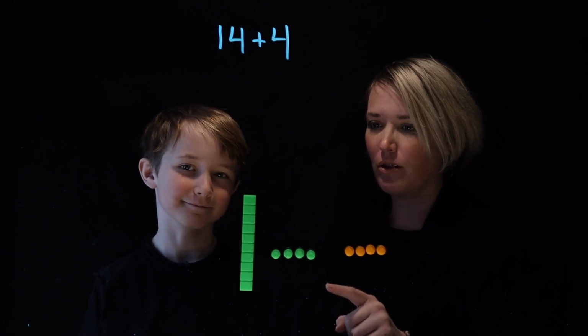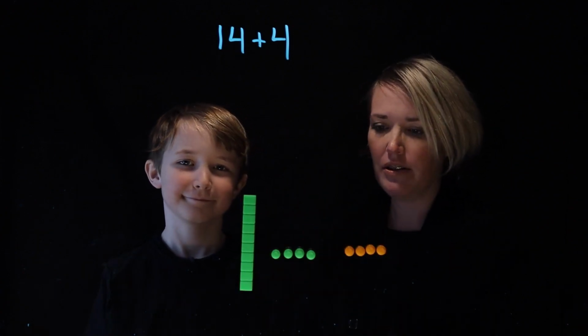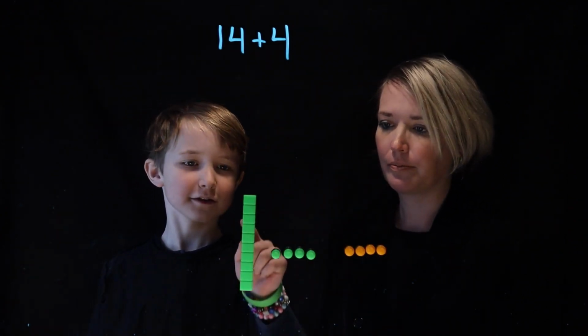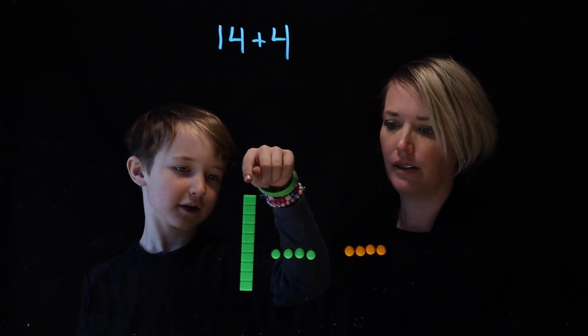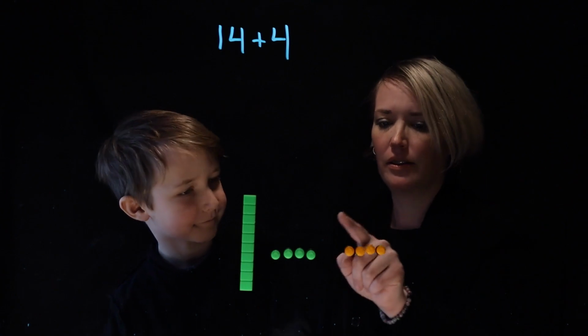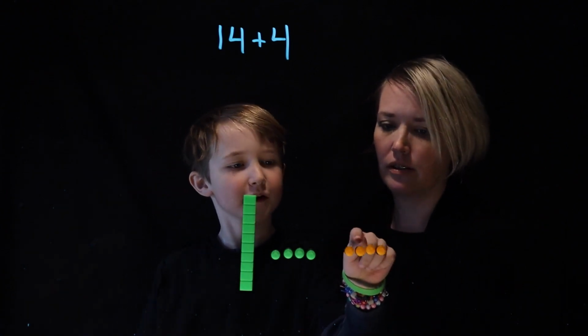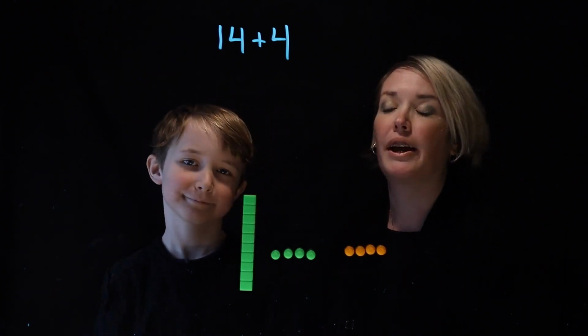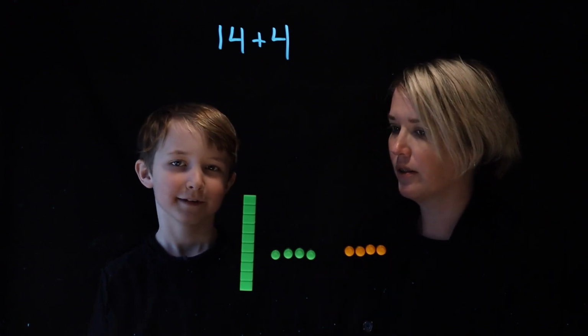Okay, so Louis, can you make sure that there's 14 here? Okay, so here's a 10. And then 4 because 11, 12, 13, 14. Okay, and then there's 4 here, right? Yeah, because 1, 2, 3, 4. Perfecto. Okay, what are you going to do to solve this?